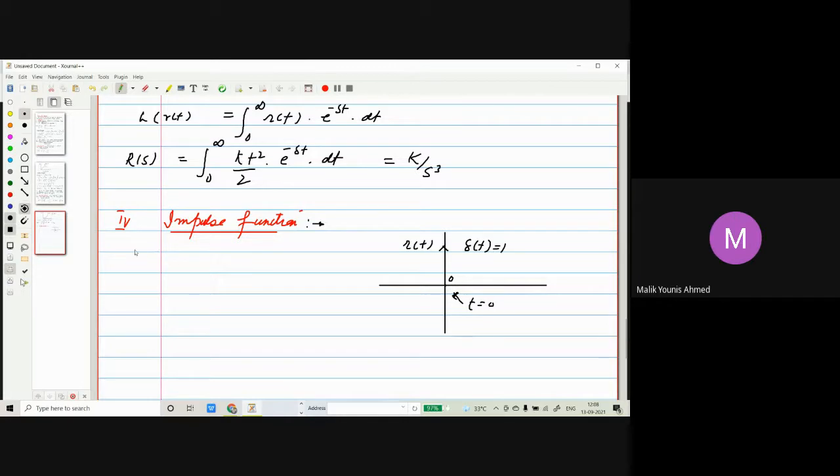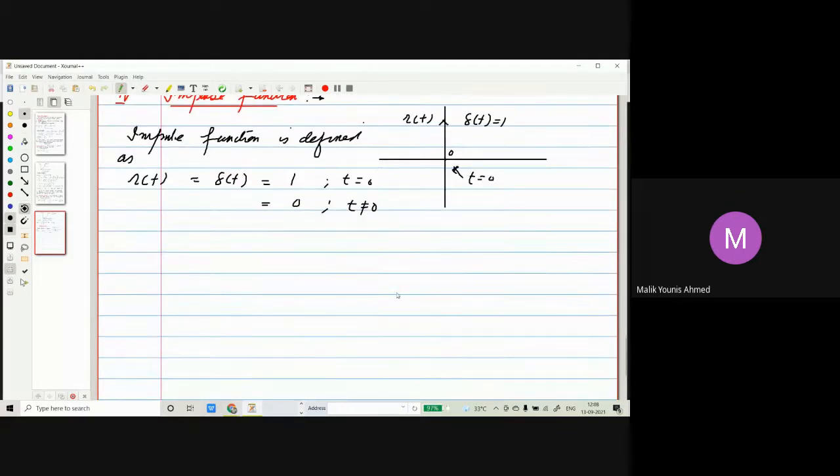So the impulse function is defined, in mathematical terms, as follows: if r of t is the impulse function, it will be 1 at the origin, t equal to 0. The rest, it's not valid. It will be 0. Otherwise it is 0, and at the origin it will be 1.